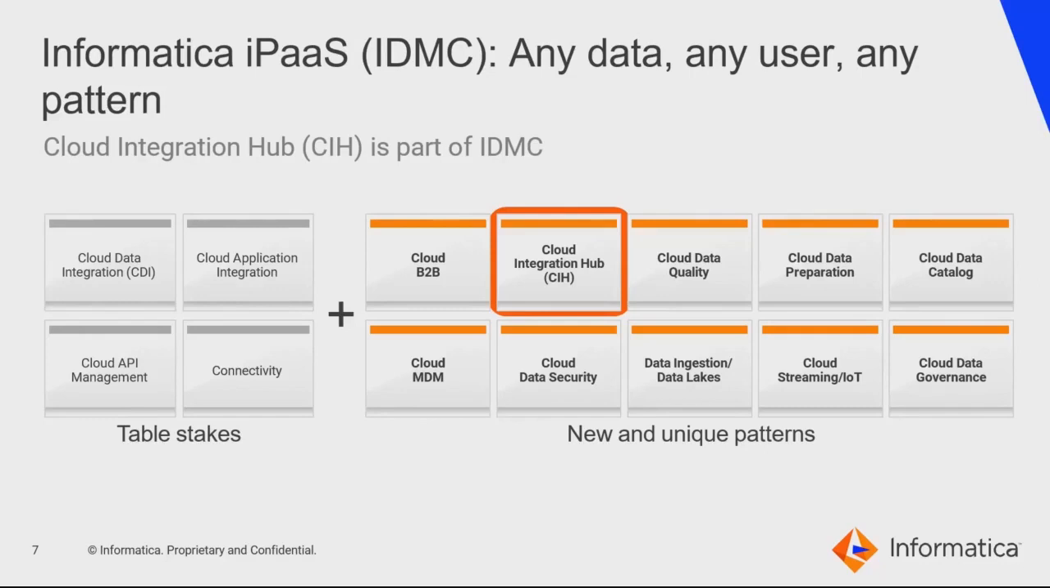The one which is highlighted, Cloud Integration Hub, can be tightly coupled with Cloud Data Integration as well as Cloud Application Integration. We will also talk about one scenario where CIH can be used via Cloud Application Integration, and then how Cloud API Management can be used to apply a governance model on the APIs which CAI exposes.